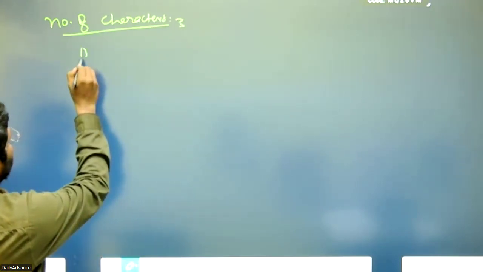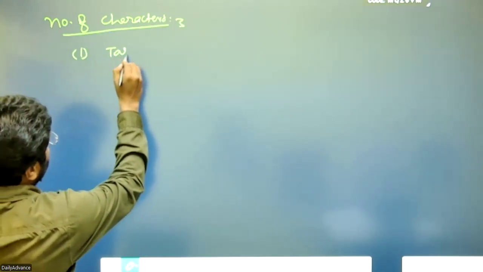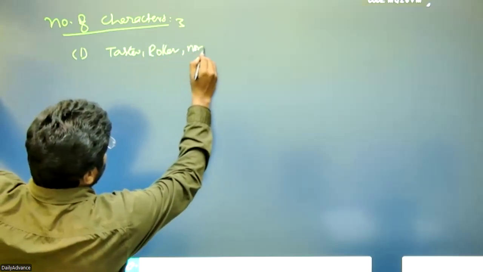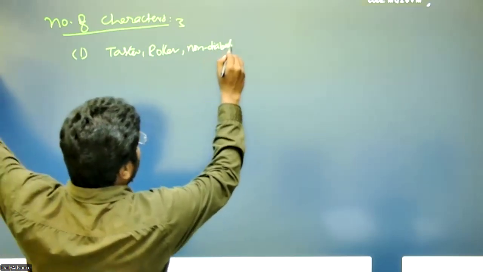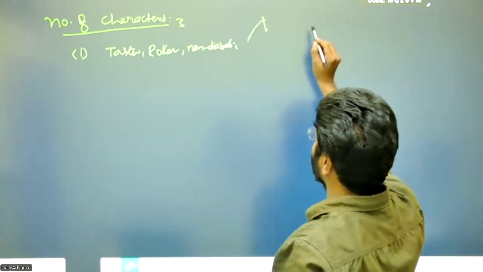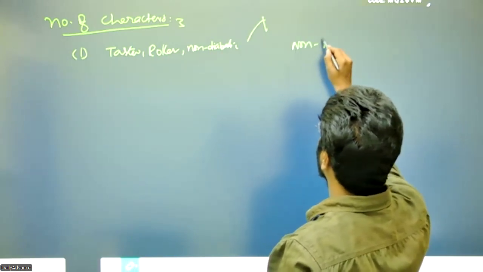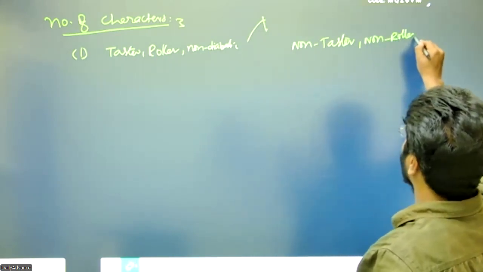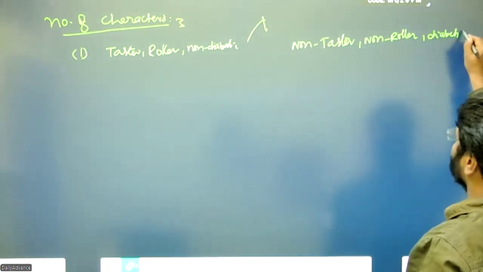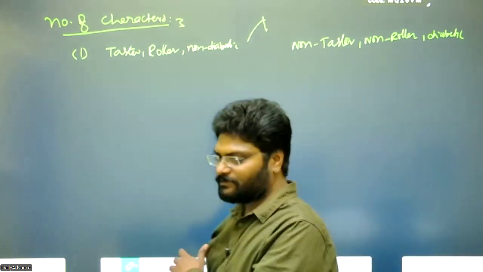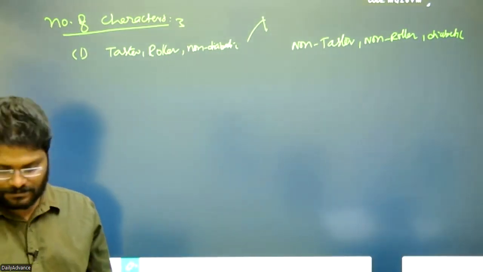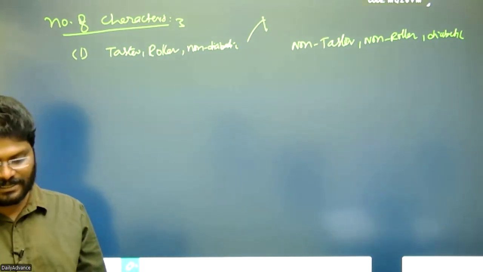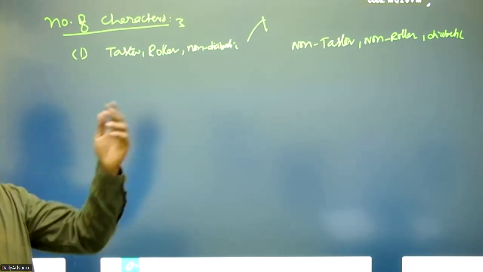What are all those? A person is taster, roller, non-diabetic. Another person is non-taster, non-roller, diabetic. So this is the third character. If I take 4 or 5, it is tri, tetra, penta, hexa. Di characters, tri characters, tetra, penta. This is our number of characters.